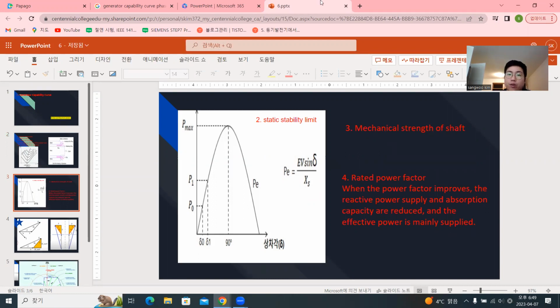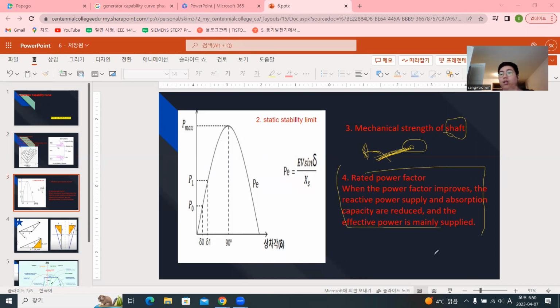So where is it? Here, for example, here is the generator, and here we have a turbine, driven by wind or water, making it rotate. But this connector here, we call the shaft, because of its mechanical strength. It's also a limit. And the last one is power factor.